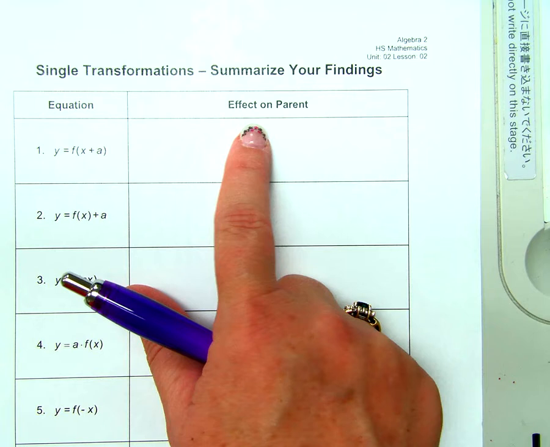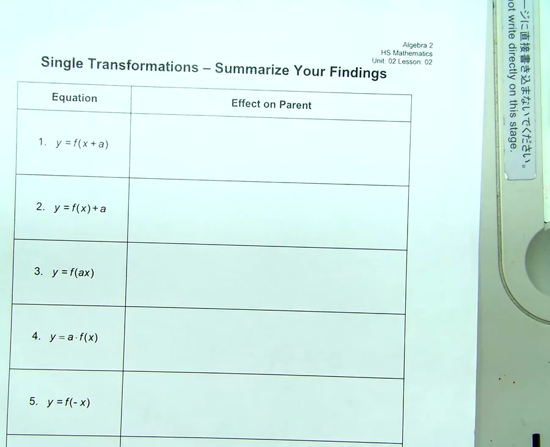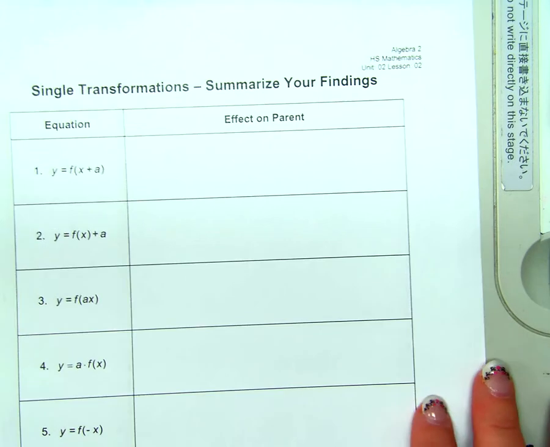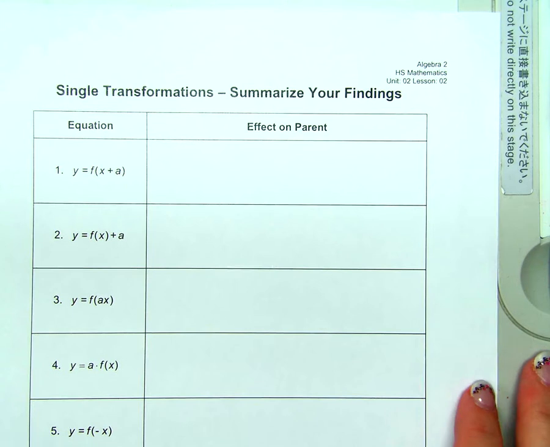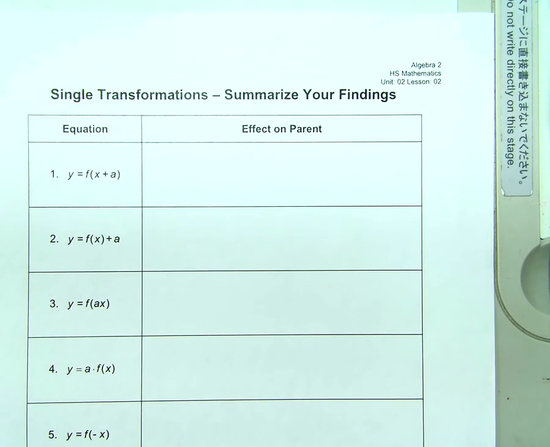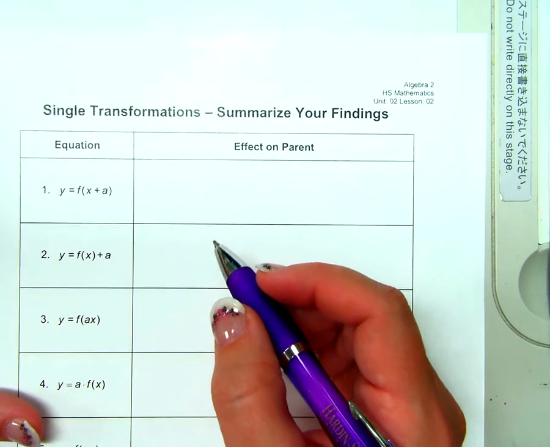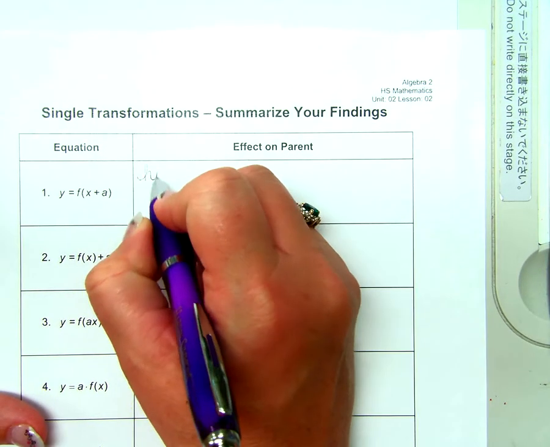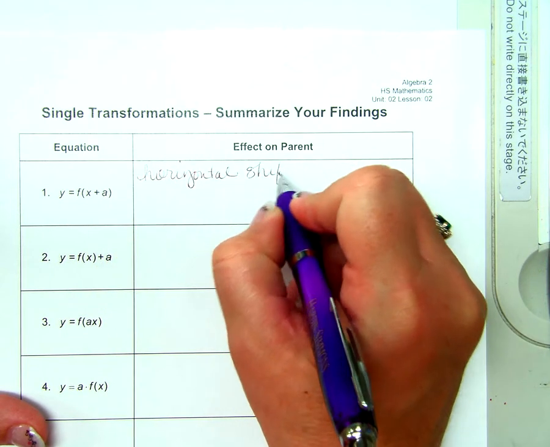But let's talk about what happens. What is the effect on the parent when A is added to X inside the function? Use whatever appropriate language you want here. Tell me what happens. It slides left. Okay, so here's what we're going to write, so that we're all writing the same thing. Fair enough? We're going to write that this is a horizontal shift.